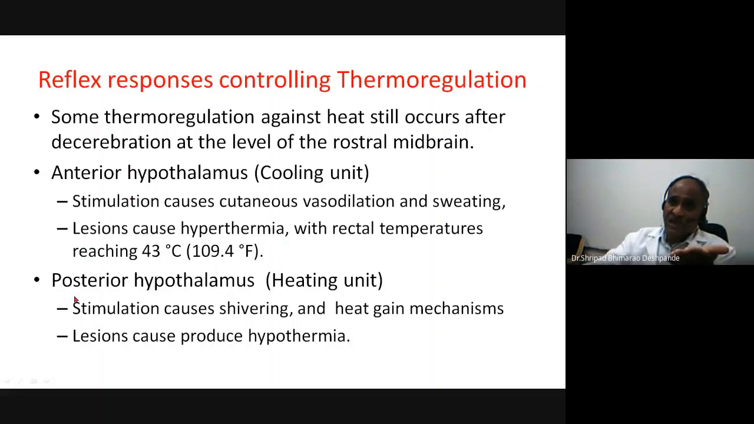So coming back here, what happens to the heating unit? Suppose I stimulate the heating unit, it will produce shivering and the other heat gain mechanisms. I have mentioned all of the heating mechanisms. They will be activated. And if I cut off this heating unit, or produce lesions there, that would produce hypothermia. So here it produced hyperthermia, and here it produces the cool. That means the temperature falls below 35 degrees Celsius, maybe below 85, 90 or 87 degrees Fahrenheit. So that becomes very cool, and that's again not compatible with life.